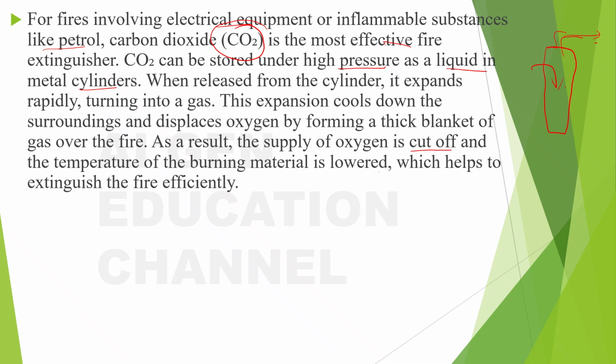And how is the carbon dioxide stored? It is stored under high pressure as a liquid in metal cylinders, and when it is released, it comes out, it expands rapidly, and it turns into gas, and it will form a blanket and it will cut off the supply of oxygen. Overall, the temperature of the burning material is also lowered, and so the fire gets extinguished efficiently, right?